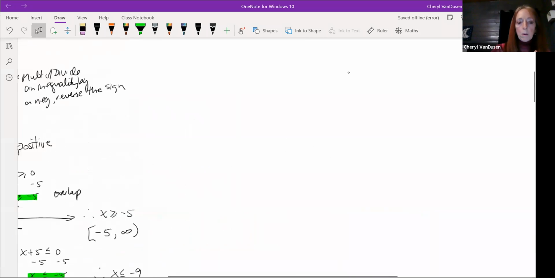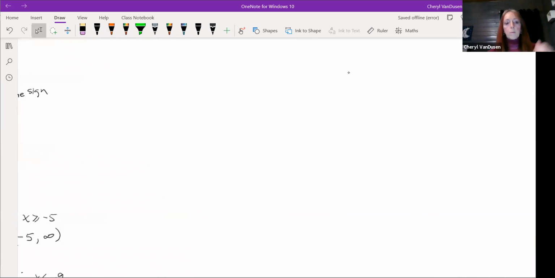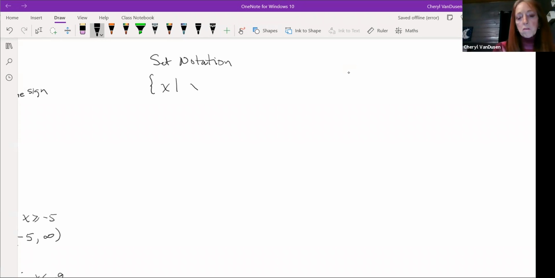So just grab ourselves another nice clean piece of board. Let's talk a little bit about set notation and the particular important things. Set notation is always set up like this. I'll just make up a statement and we'll talk about what it says. We always have these set brackets.